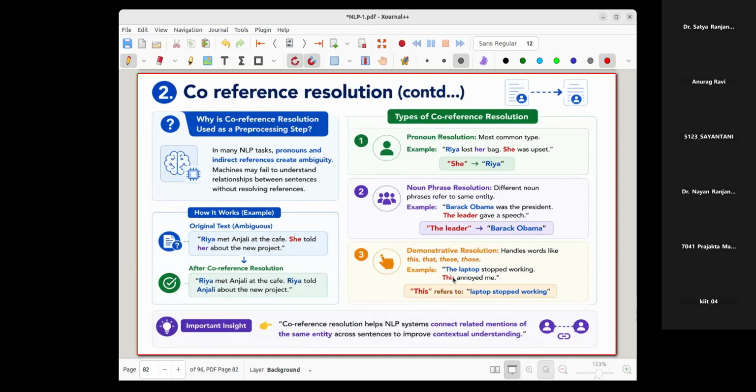So you need to identify which is referring to what, meaning the relationship. There are modules available in NLP libraries which will do that. Okay, so what is the important part here? Co-reference resolution helps the NLP system connect related mentions of the same entity across sentences to improve contextual embedding. So when we are doing contextual understanding, meaning in which context the word is being used, or the context is important for that task, in that case you need to use this pre-processing step which is called co-reference resolution. Is it okay?